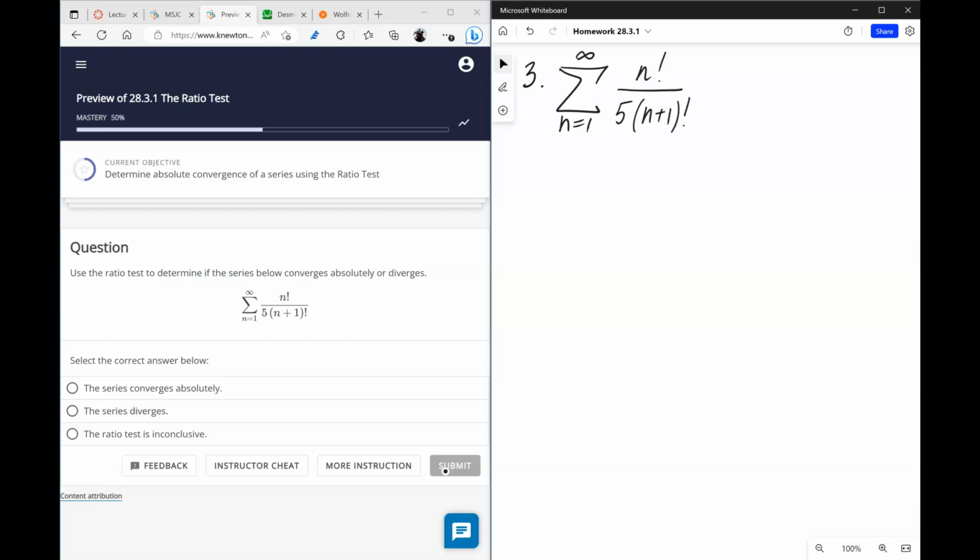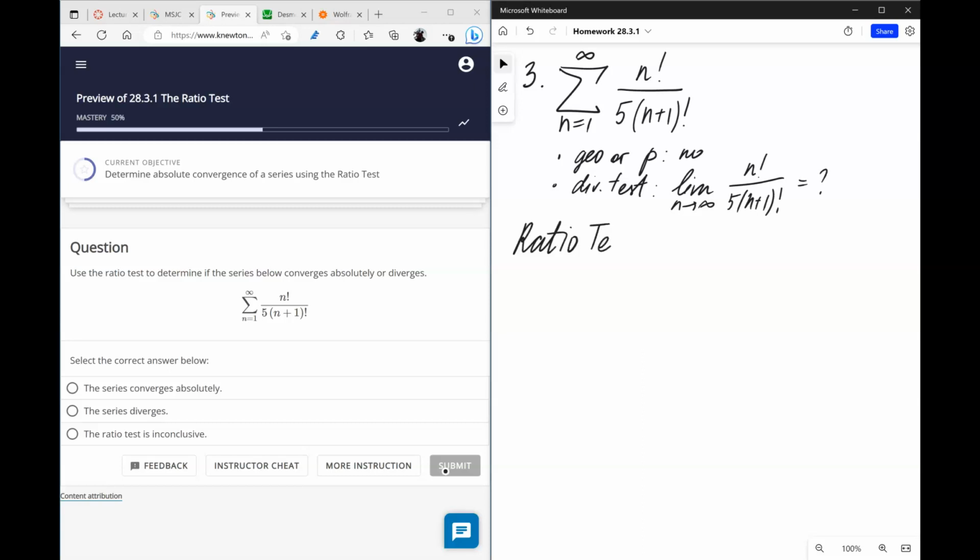Having factorials is pretty much the hint for using the ratio test, but in this case we would always try to recognize in general whether it's a geometric or p-series. The answer is no. We would try to set up the divergence test by trying to find this limit. Finding limits of expressions with factorials is not trivial, so we're going to bypass this one and we're going to jump into setting up the ratio test. So we set up the ratio test by finding this limit of the ratio of the n plus 1th term over the nth term.